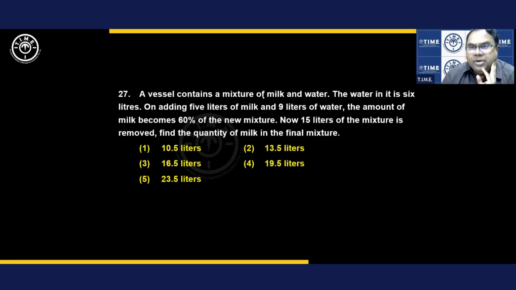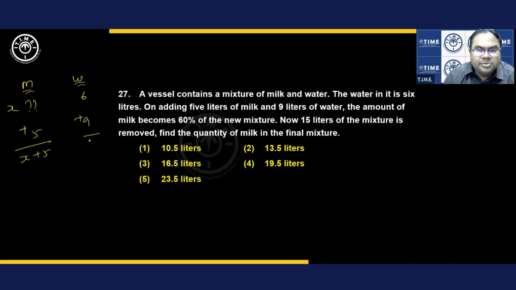Vessel contains mixture of milk and water. Water in it is 6 liters. Milk, I don't know. Water is 6 liters. On adding 5 liters of milk, 9 liters of water, amount of milk becomes 60%. So this is, let's say, I don't know, X. This is X plus 5 milk, 6 plus 9, 15 water. 60% milk means water should be 40%. Right? So 40% is 15.